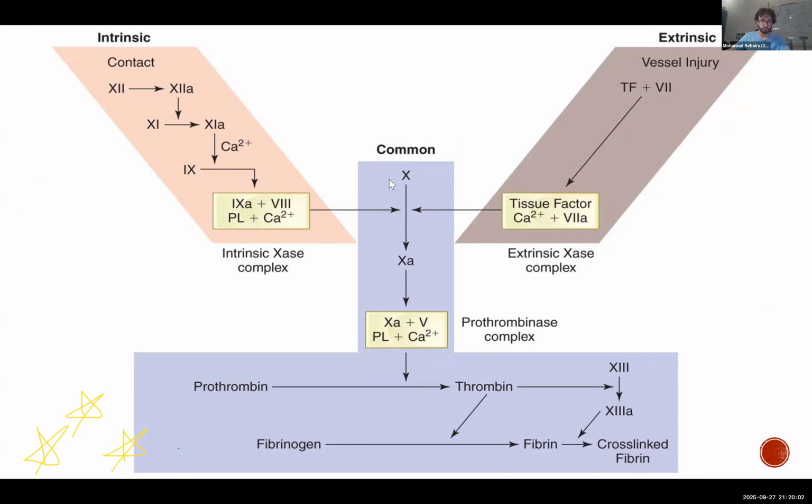What was the role of factor 5 again? Factor 5 will help factor 10 in making prothrombin into thrombin. It will help in the formation of thrombin. That's what factor 5 does. This thrombin will then finally activate the fibrin that we need. As we said, factor 13 has only one role. It's to cross-link the fibrin to make it strong.